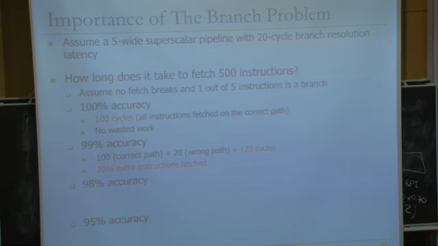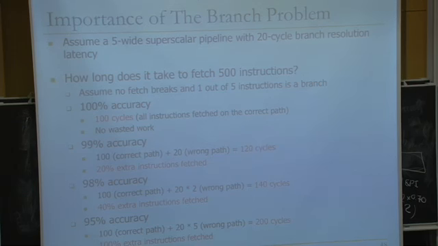Now if you're 98% accurate, 2 out of the 100 branches you fetch, because in these 500 instructions you have 100 branches, 2 of them are incorrect. So you're taking 140 cycles, and the extra work you do is really 40%. Now if you're 95% accurate, which is still pretty good, right? 95%. Think about it.